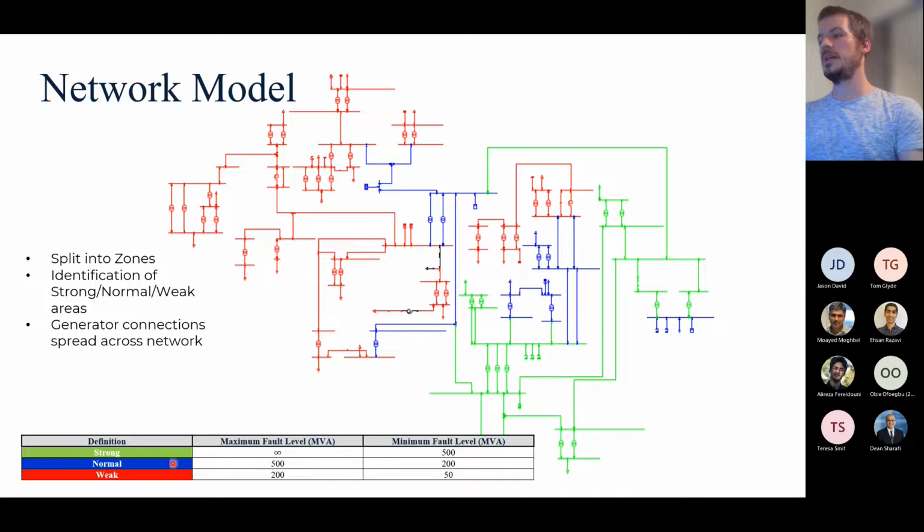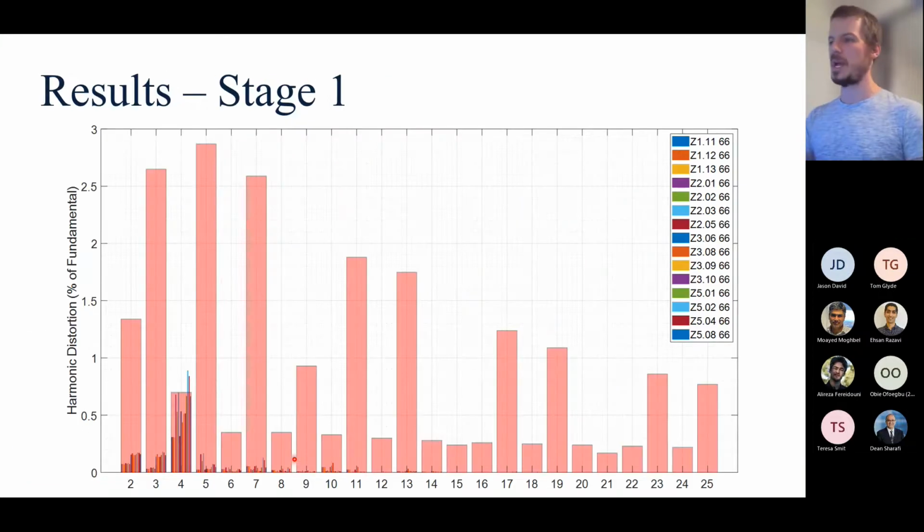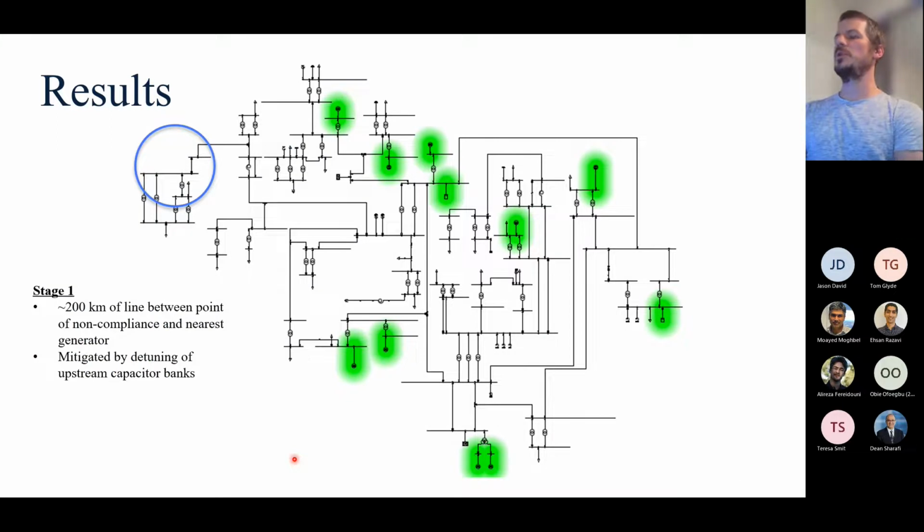These colors you can see, the network was also divided into strong, normal, and weak areas, and that ultimately decided the amount of generation that was actually capable of being connected there without introducing further issues like voltage regulation problems, reactive power, and all those sorts of things. So importantly, in the first stage, we connect, I think, about 500 MVA throughout the network, and all those green spots are where the harmonic sources are actually connected.